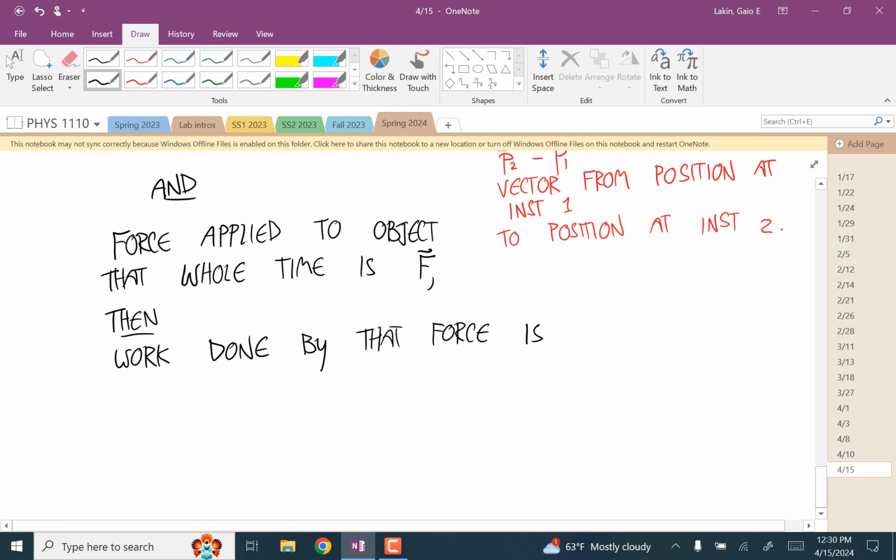is, so we'll call it capital W, and it's equal to the x component of the force times the x component of the displacement plus the y component of the force times the y component of displacement. There's a name for that calculation, and it's called the dot product. So you could also write that like this with a, it looks like a multiplication symbol with a dot.